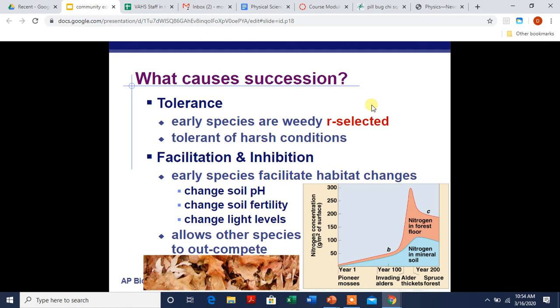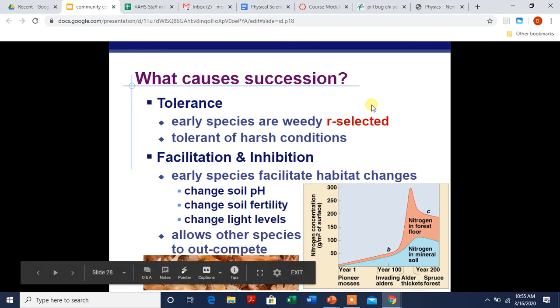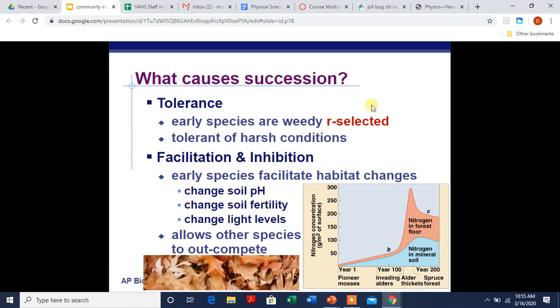Their presence, though, facilitates habitat changes that necessitate more complex species to come. So those early lichens and mosses and bacteria and grasses change the soil pH, fertility, and light levels such that other species that are more complex can begin to live there and to proliferate. And those new species eventually outcompete those initial pioneer species.